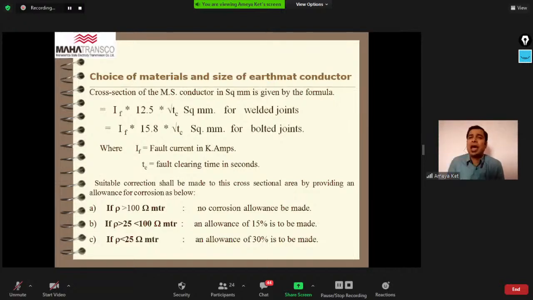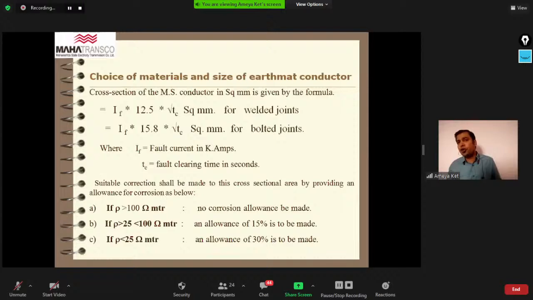So what happens if the material and the site, we need to balance these two also. So how do we need to balance material and the site? Suitable corrosion allowance shall be made to this cross-sectional area by providing a proper safety allowance for the corrosion as below. What happens if the selected site is very chemically prone in terms of corrosion? So we need to add some safety factors. So what will be the thumb rule for that?